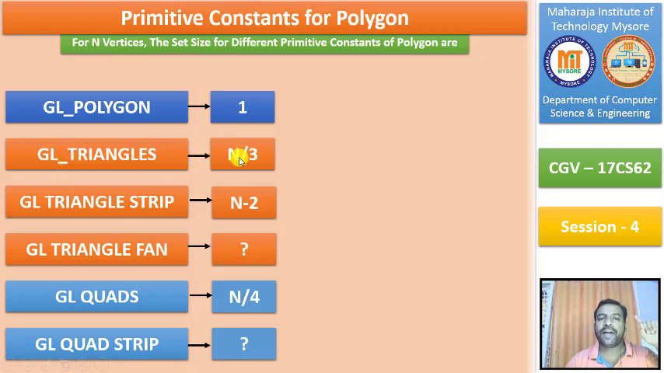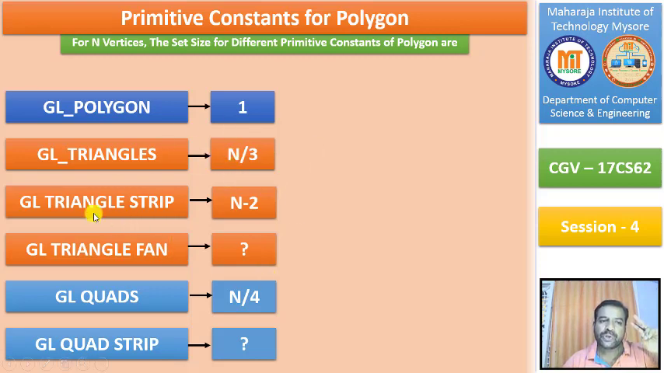If it is triangles, it's going to be n by 3. If n is 3, I am going to have 3 by 3, which is going to be 1. Hence, I am going to have one set. The set size is going to be 1. And if n is 5, 5 by 3 is going to be 1 point something, or 1.67, which I am going to round down to 1. Again, I am going to have only one triangle. If n is 6, next I am going to have 6 by 3, which is going to be 2. I'll be having two triangles. That is, the set size is going to be 2.